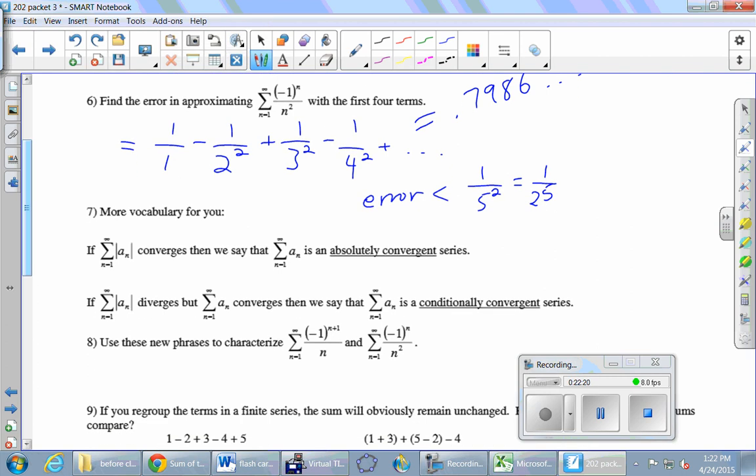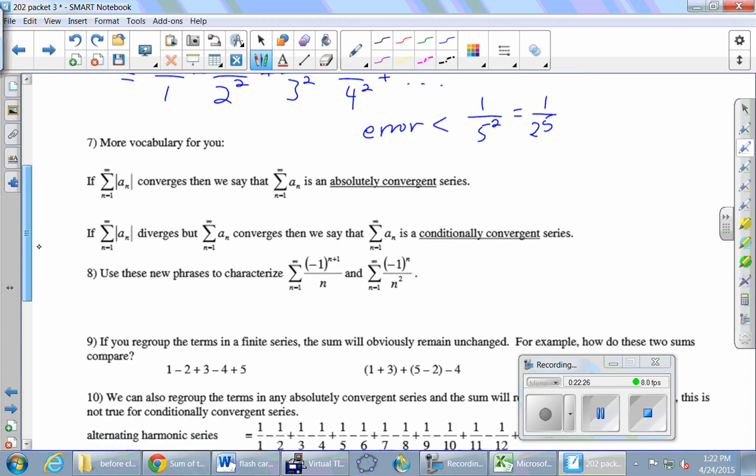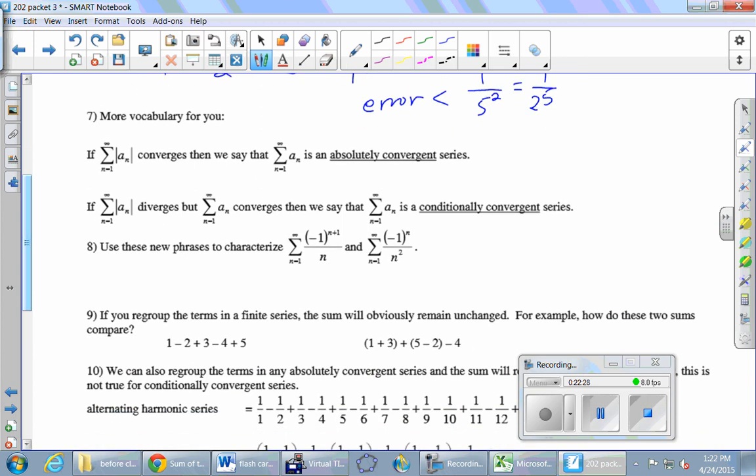Yes, it is possible to make it so that it's not alternating every term, but it's plus plus minus minus plus plus minus minus. But not today. Not today. Not today. All right, so last couple of things here, just some vocabulary.